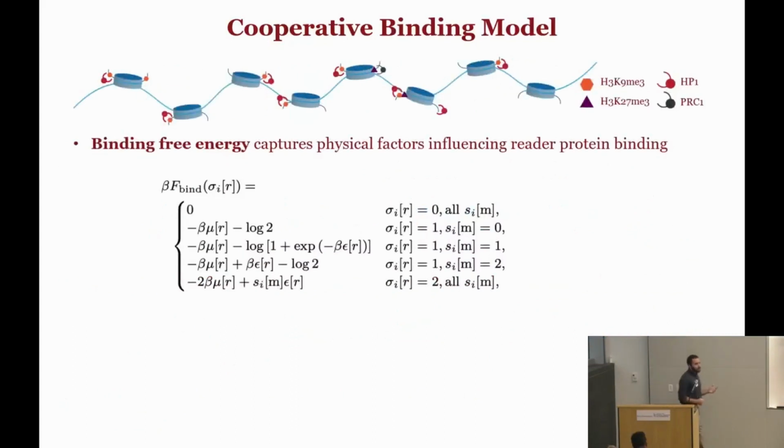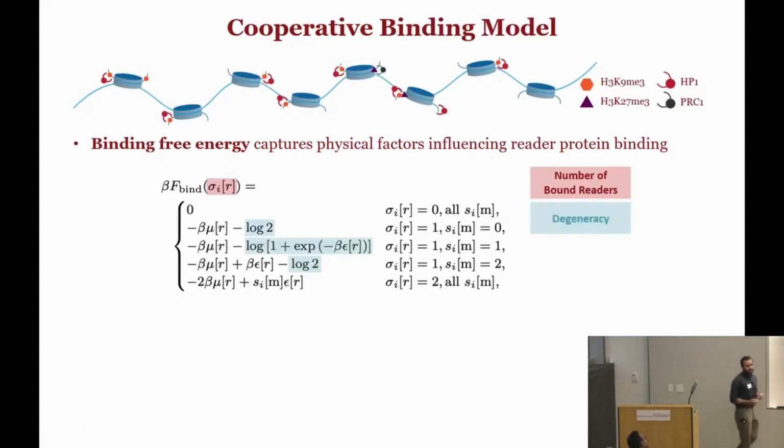The way we capture this binding is by evaluating a binding free energy, which we denote with F. So sigma in this equation gives us the amount of bound reader proteins on nucleosome i. This binding is influenced by the degeneracy of a binding state. So we have states 0, 1, or 2, which don't tell us exactly which histone tail is modified by a mark. So we need to account for indistinguishable states with this degeneracy term.